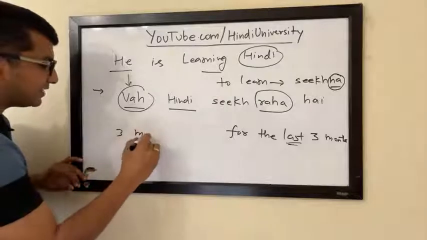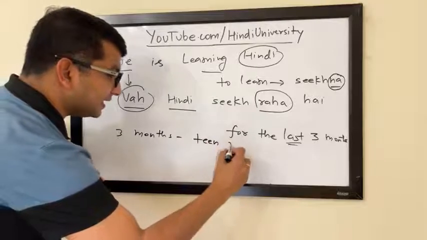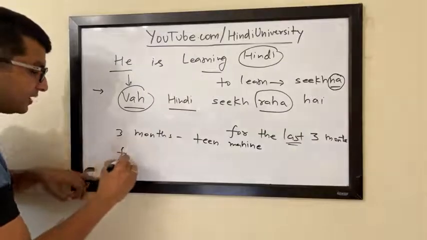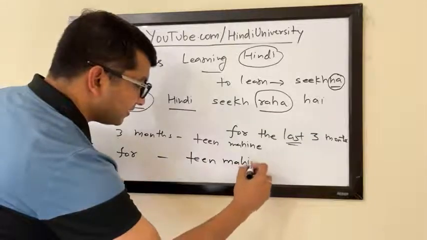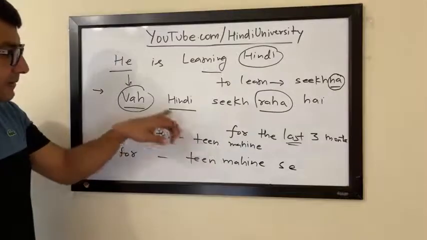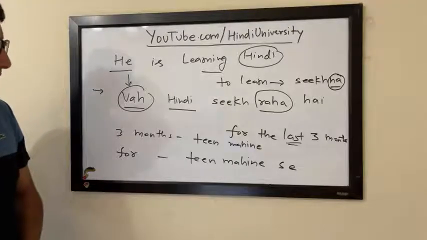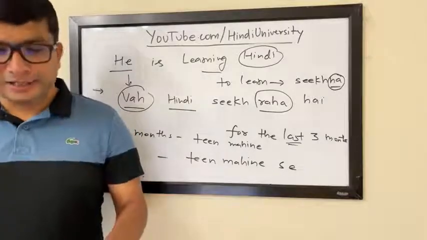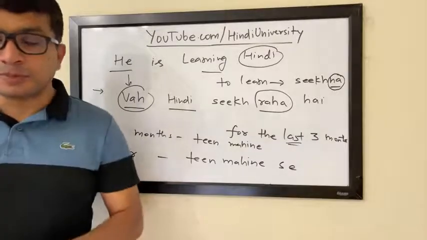Let's start with 3 months. What is 3 months? 3 महीने. Very good, right? Read it as 3 महीने. And now for the 3 months would be? 3 महीने से. Very good. All you have to do is put this in the sentence. That's it. वह 3 महीने से हिंदी सीख रहा है. Very good. There you go. वह 3 महीने से हिंदी सीख रहा है. And that's a simpler way of saying that he is learning Hindi for the past 3 months.